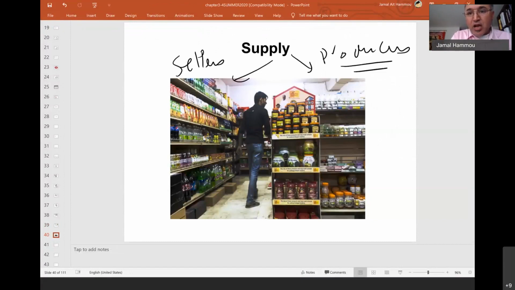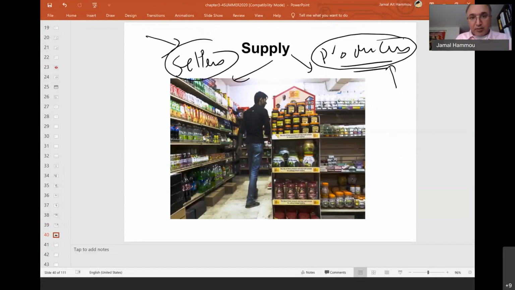If I mention I have producers, it means I'm talking about supply. If I'm saying sellers, then I'm talking about supply. So these are keywords that you have to remember. Like we did in the demand, when you're talking about consumers or buyers, this is the same thing as saying demand. Same thing for the supply.